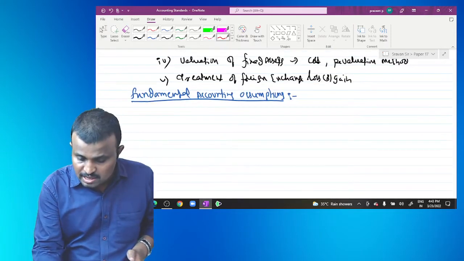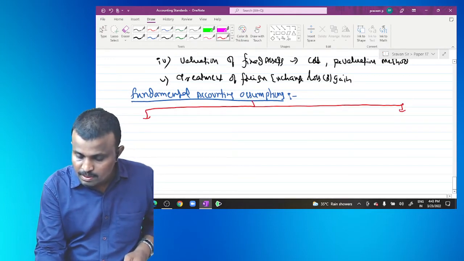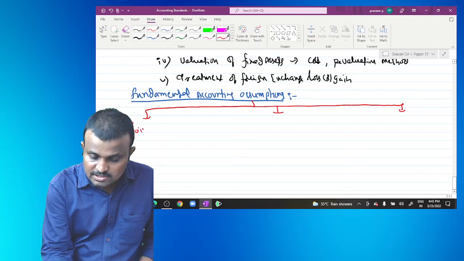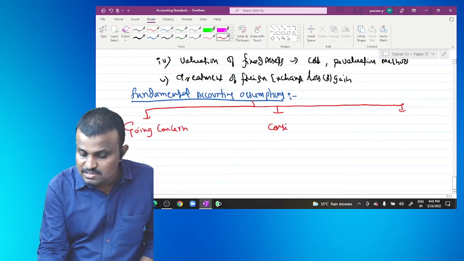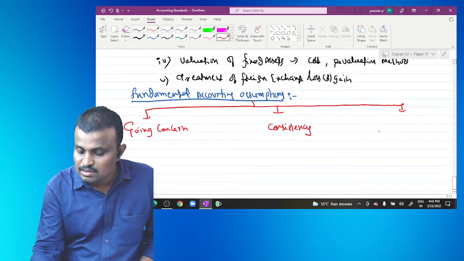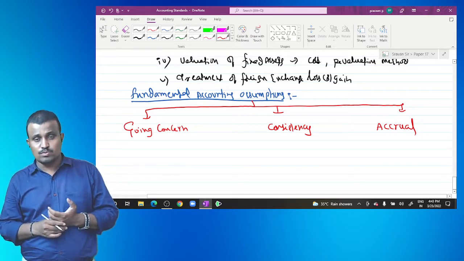So what are they? There are three items. One is going concern, consistency, and accrual. Going concern, consistency, and accrual.